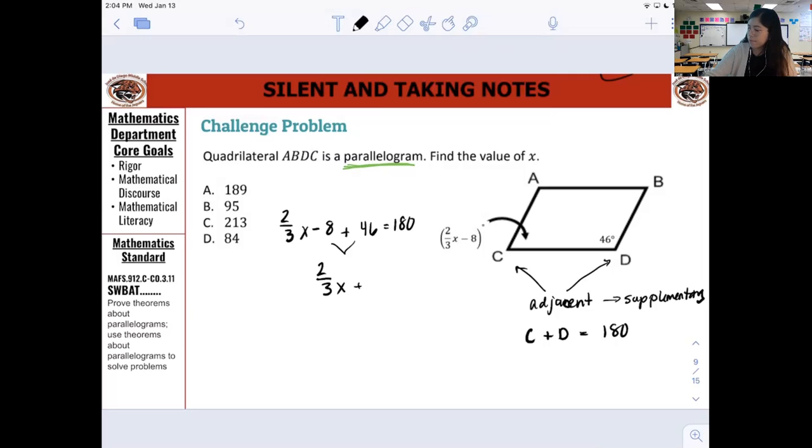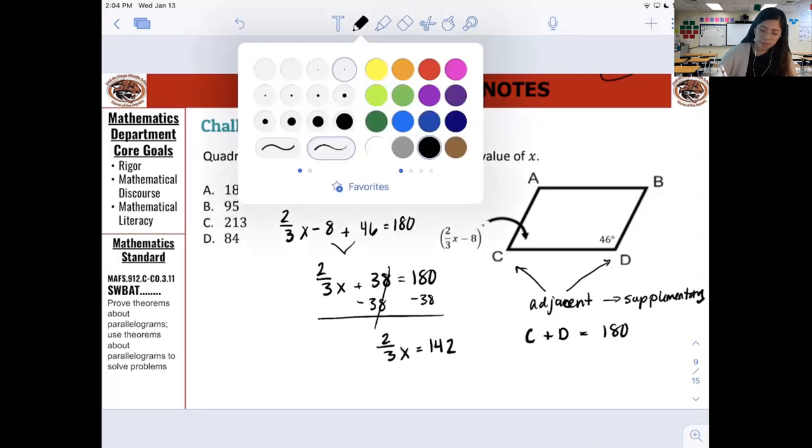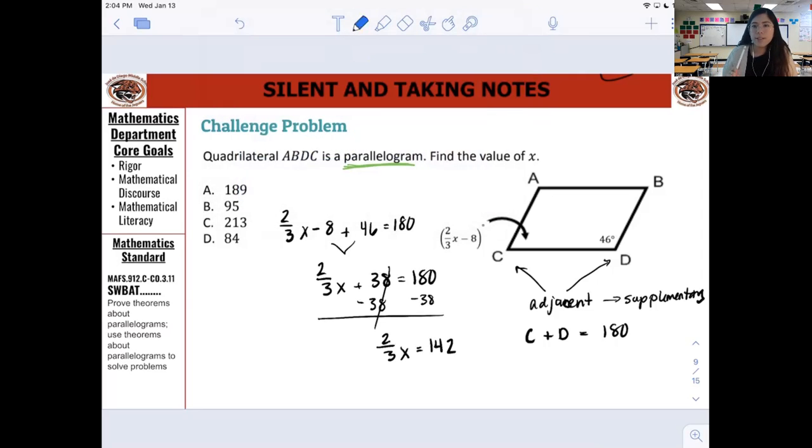First I subtracted 46 and then I added 8, which is dumb, but oh well, I'm combining them right away. So I got 38 equals 180. Now I'm going to subtract 38 from both sides. 180 minus 38 is 142. And then I have this fraction here. What do I have to do to both sides? You have to multiply it by the reciprocal. Good. So times 3/2.